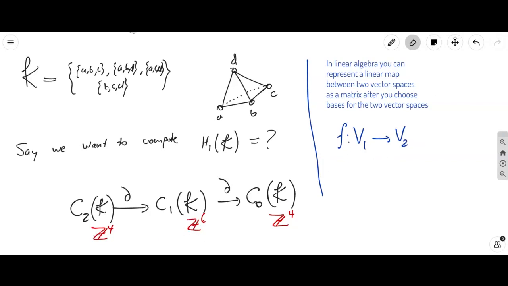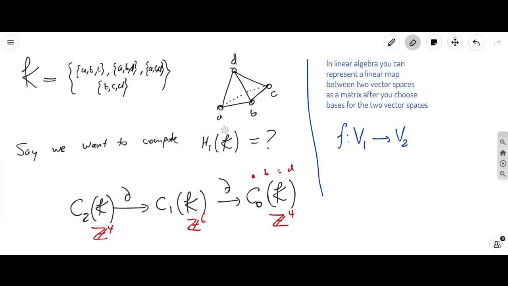So this is actually almost the same thing, except we're working with the integers. To see how to do it, we need to find the basis for these. So let's write the basis for this one. The basis for this one would be A, B, C, and D. This is the free abelian group that's generated by these vertices. So you choose an order to your basis. Let's say this is the way you do it. Then you need a basis for this one.